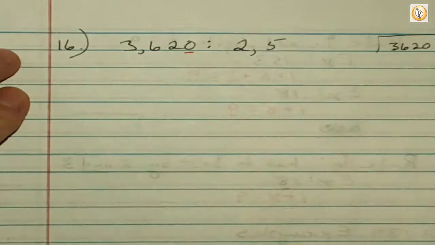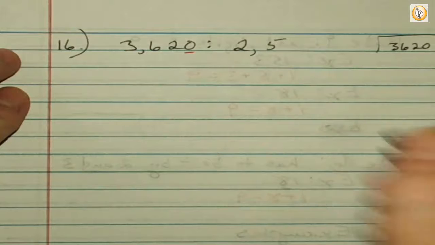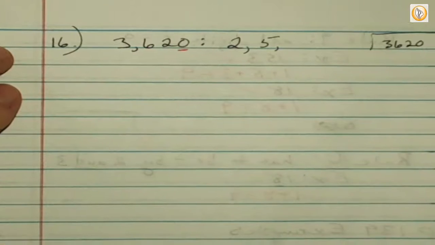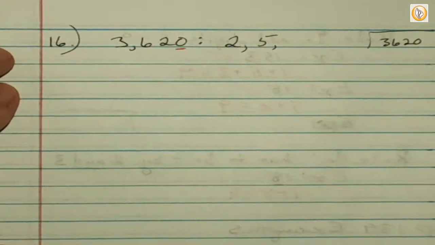Yes, ma'am? If they didn't give us these numbers, and we had to find the factors of it, would we put 1,810 as one of the factors? Because that's times 2. Yes, absolutely. That is a factor. Good job.